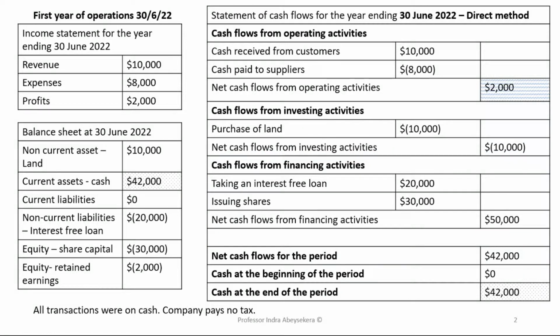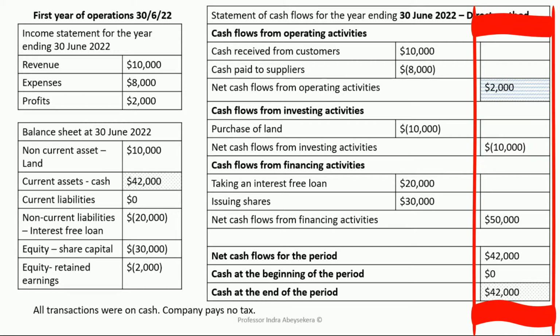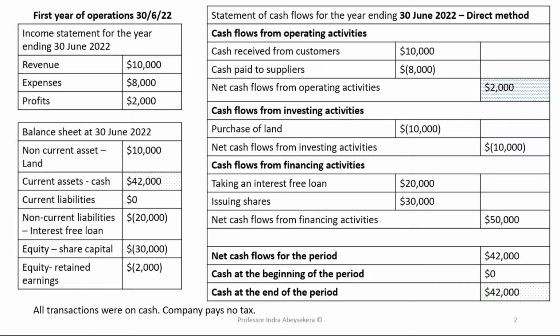When we add up the operating activities, financing activities, and investing activities, we get a total of 42,000. Cash at the beginning of the period, because it's the first year of operation, is 0, and cash at the end of the period is 42,000. And the 42,000 that we see, cash at the end of the period, should tally with the balance sheet current assets cash of 42,000. We'll now look at the indirect method.